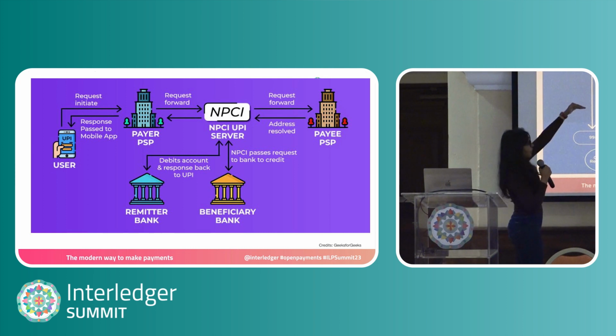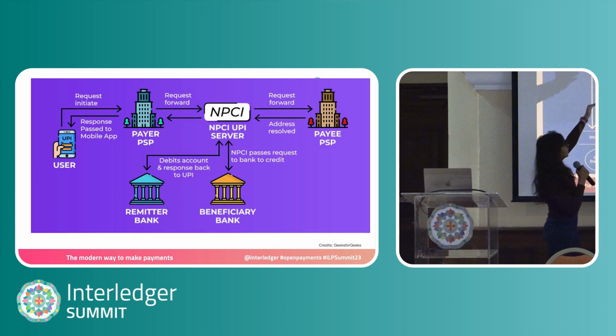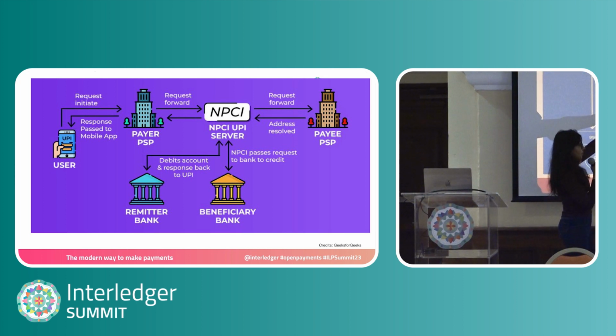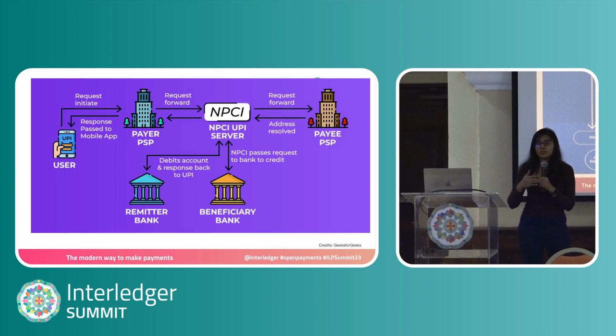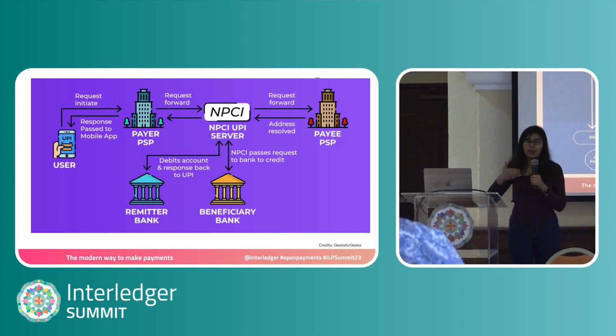On the very top level, you have the third-party apps that I just talked about, for example Google Pay and Phone Pay, and the banks also have their own apps. Almost every bank in India has its own app integrated with UPI. Those apps are connected to the banks. It's not the case that you can make a transaction with UPI without having the bank in the picture.